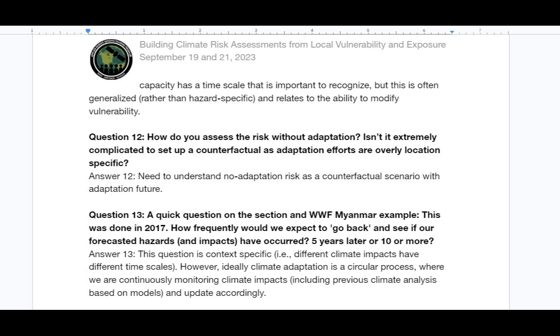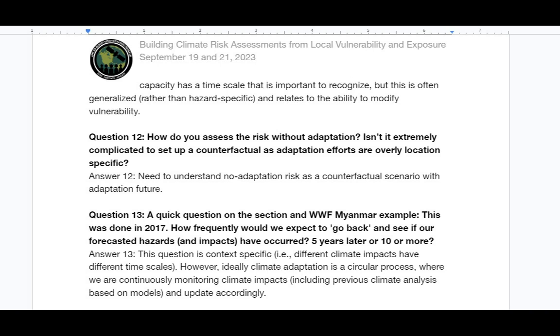It's a good question. This Myanmar example was actually looking out towards the middle of the century, so we're not really yet in a position to go back and see if these hazards have occurred. But of course, between 2017 and today, you can look to see if there have been the type of extreme heat events moving in the direction that we have seen in our projections for later in this century.